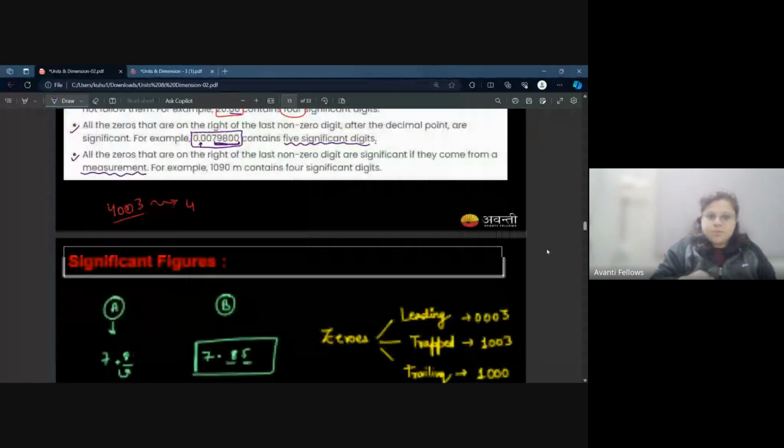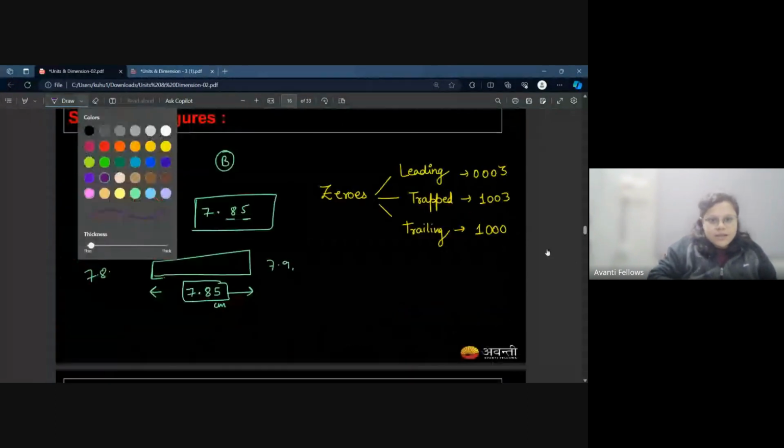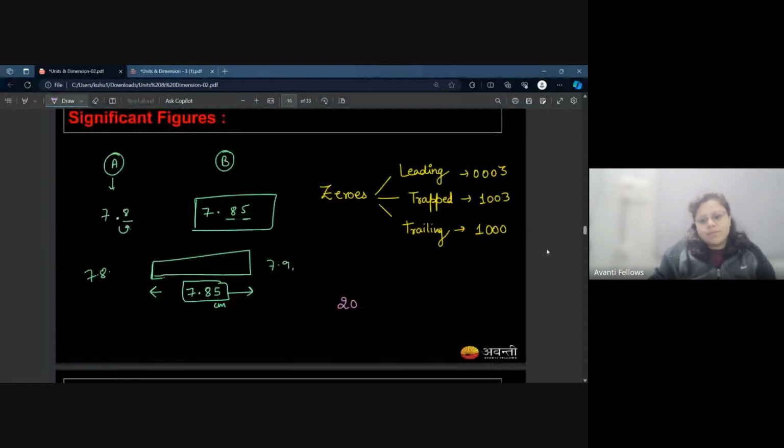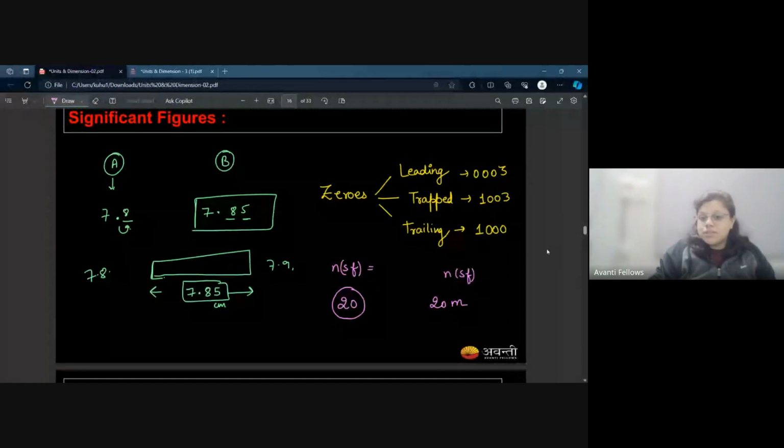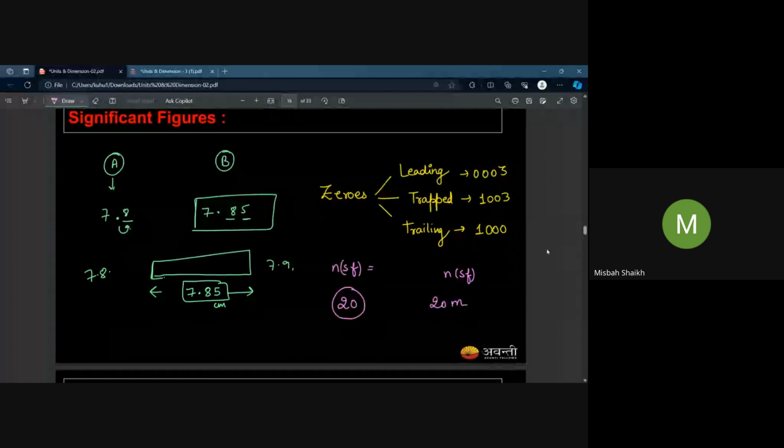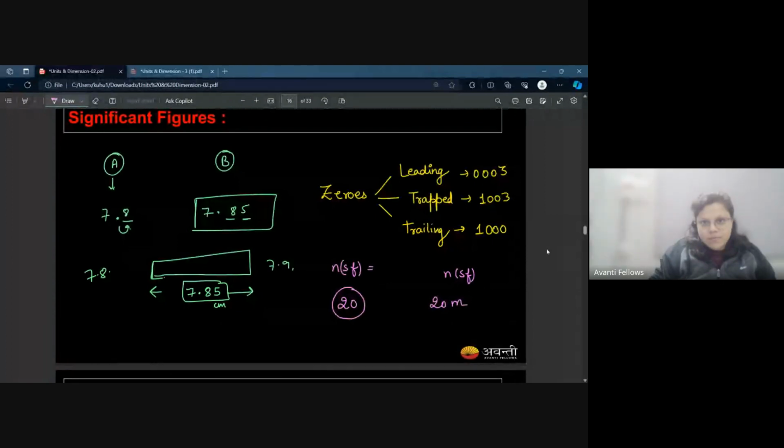Now let me explain this last point. If I gave you a number 20, and then in another instance, I give you the example 20 meter. How many significant figures do we have here? 2. Are you sure? Yes, ma'am. Whenever you have a trailing zero, you will not count them if they are not coming after a decimal place. So there is no decimal place now. You will answer me 1.